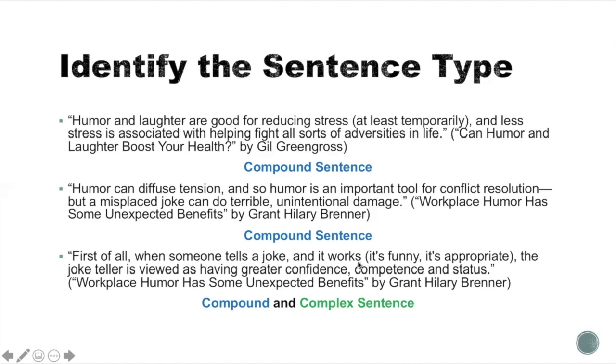It works is the second simple sentence. It's funny is the third simple sentence. It's appropriate is the fourth simple sentence. And then this longer piece is the fifth simple sentence. The joke teller is viewed as having greater confidence, competence, and status. And so this writer here has combined 5 simple sentences to create this really unique, interesting sentence. And this is where we show this sophistication. So we'll be practicing with this skill going forward with other activities.